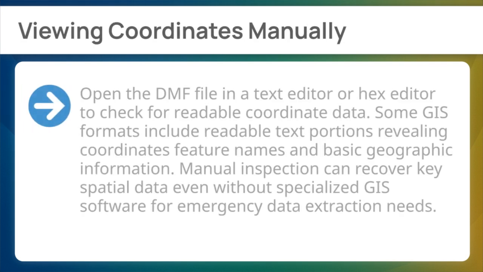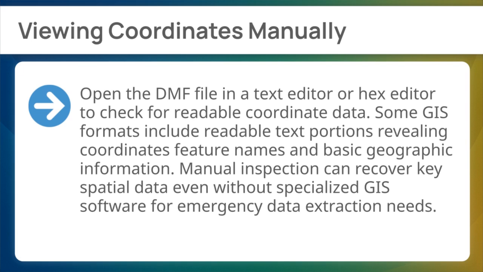Finally, viewing coordinates manually. Open the DMF file in a text editor or hex editor to check for readable coordinate data. Some GIS formats include readable text portions revealing coordinates, feature names, and basic geographic information. Manual inspection can recover key spatial data even without specialized GIS software for emergency data extraction needs.